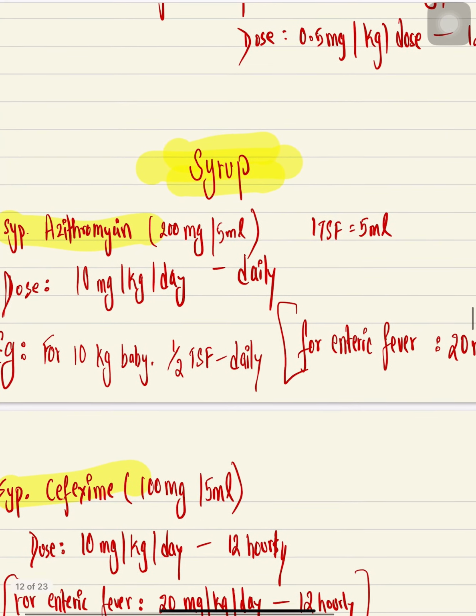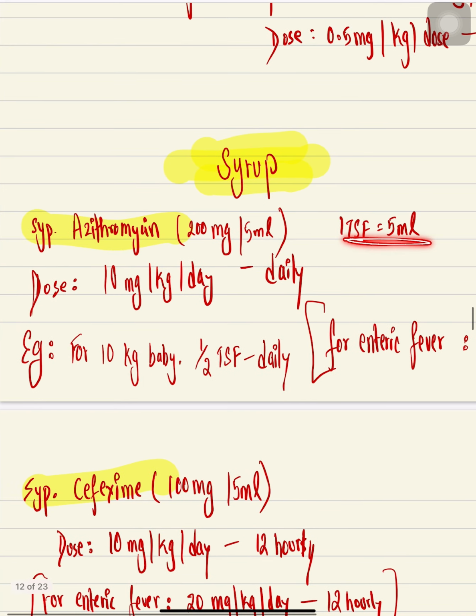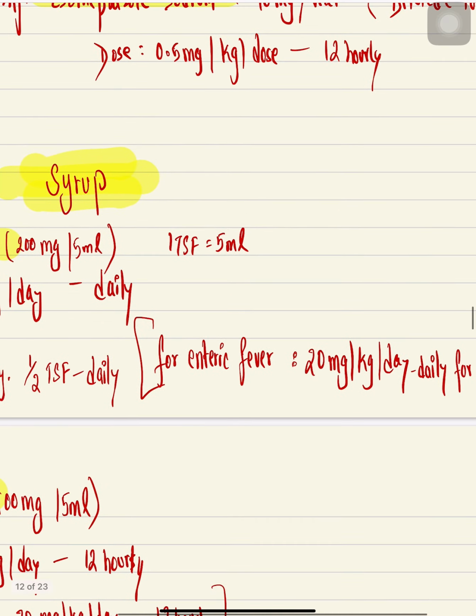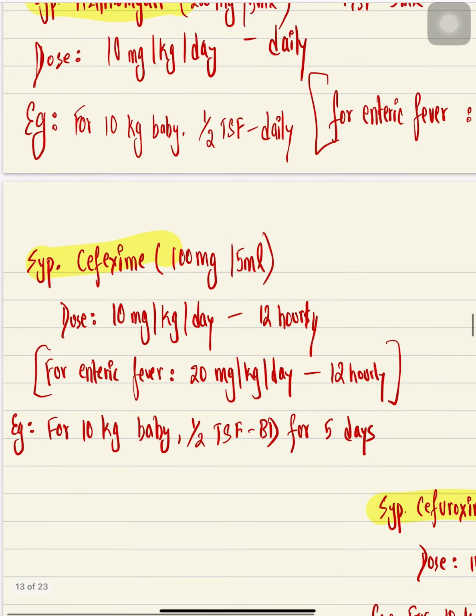Now next let's discuss some syrups. Syrup azithromycin, which comes in the market with 10 mg over 5 ml. 1 TSF equals 5 ml. We know this. The dose is 10 mg per kg per day daily. Example, for a 10 kg baby, half TSF daily. In case of enteric fever, we prescribe 20 mg per kg per day daily for 5 days.